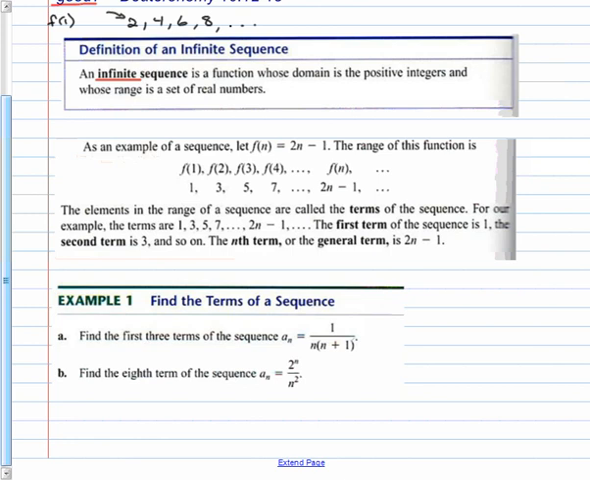We have a first one, a second one, a third one, a fourth one, a term, and whose range is a set of real numbers. So any real number can be an answer that comes out of it.